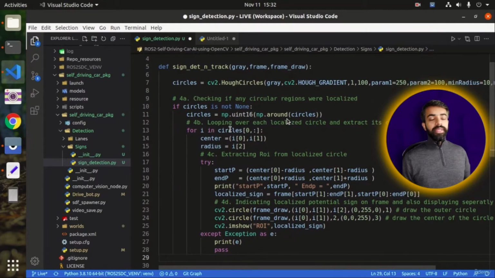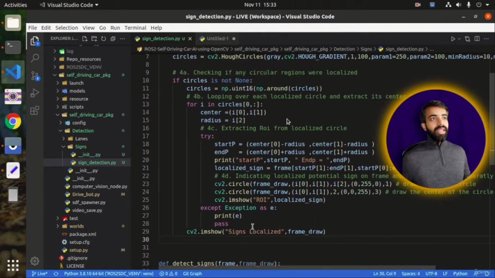Moving further, we extract the region of interest from those localized circles. Now, whatever circles have been localized are passed through a try-catch block, which basically just extracts those circles by simply cropping them out and displaying them to the user as localized signs. Also, we draw circles around those detected circles in the original frame draw. Now, once we have done this, we can simply display that detected signs image. Once we have displayed those images, our function of sign detection and tracking first stage, that is the localization stage, is now completed. Now, we can simply call this function inside the detect signs function.